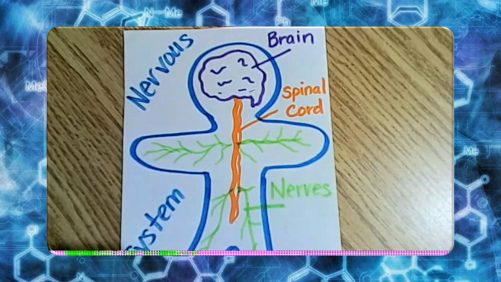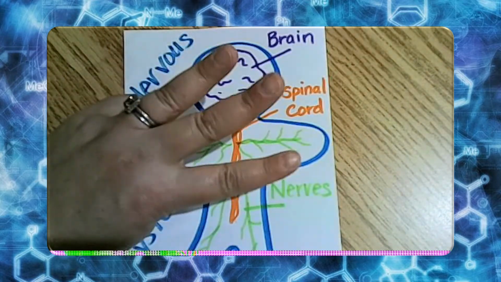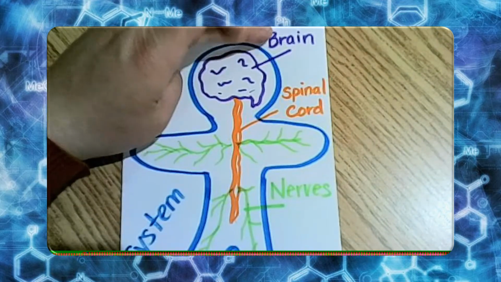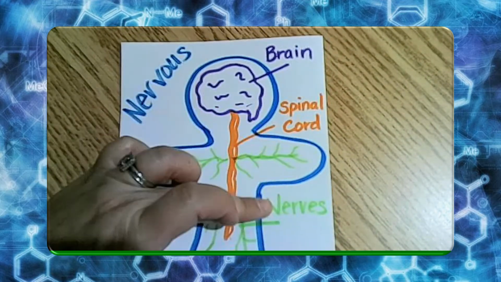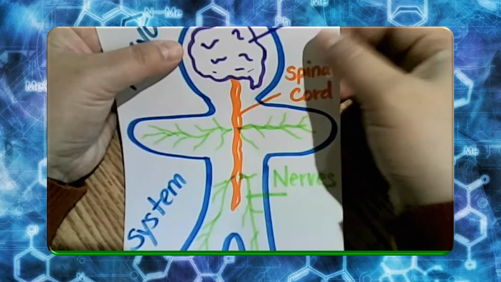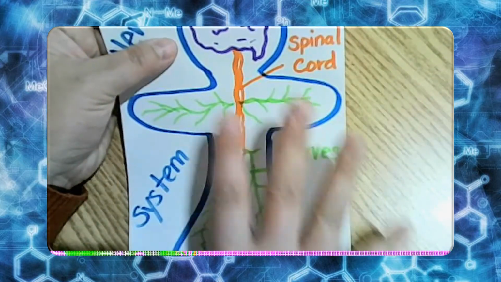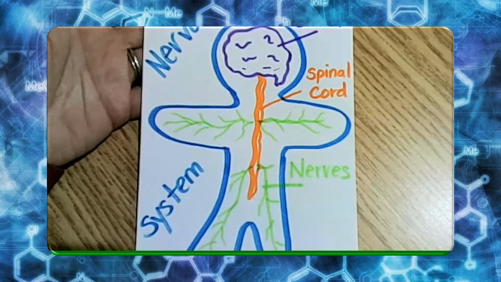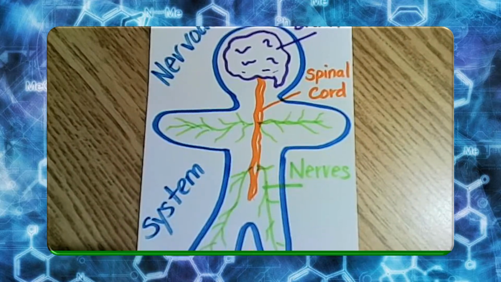Okay, so you've got only 3 things to label on your nervous system: brain, spinal cord, and nerves. And as long as you model out all 3 of those things, the brain, the spinal cord, the nerves, that's 100%. Easiest model yet.